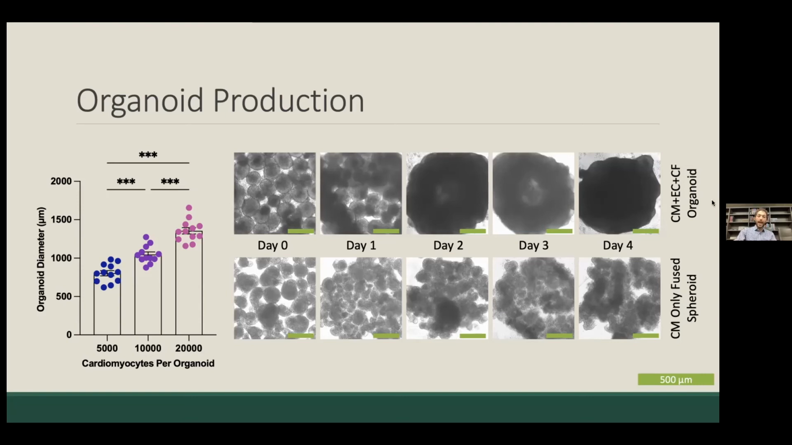So as you can see, we add together the spheroids, the cardiomyocyte spheroids, and in the top, it also has the additional cell types. And actually, after 4 days, we already see sort of a spherical structure forming. The cardiomyocyte only appear to take longer to sort of tighten up and form that nice structure. But we did see fairly consistent diameters when we used similar cell numbers.